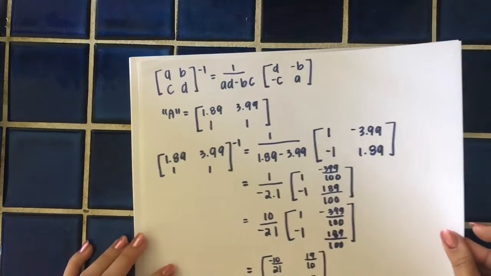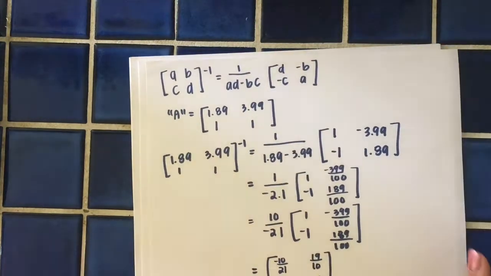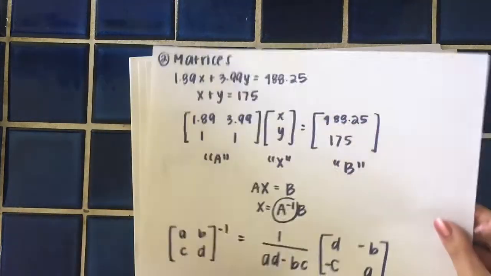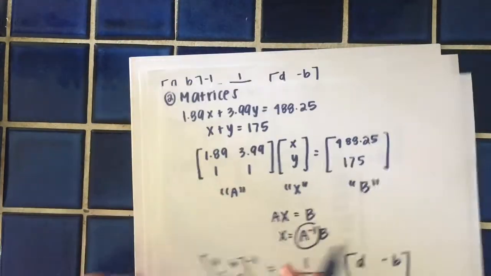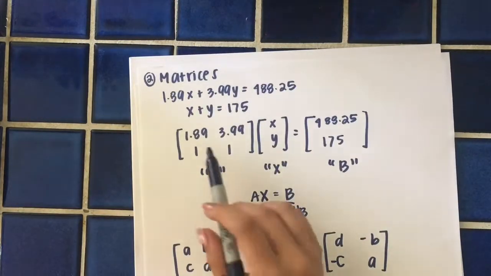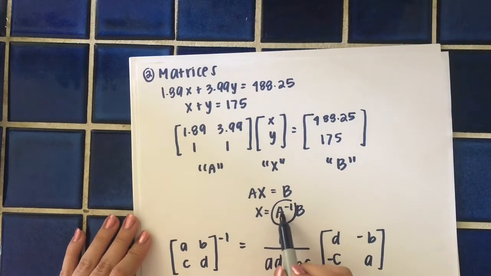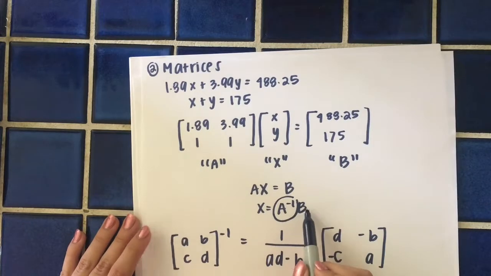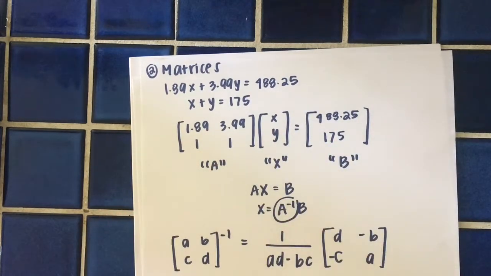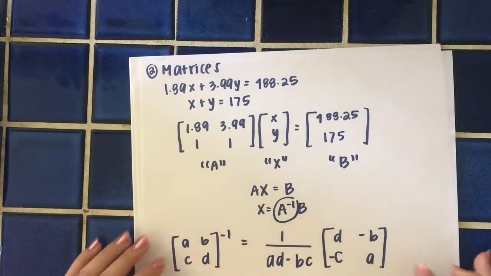So now let's go back to our matrix equation, which we have as 1.89. So we have this, and we now have A to the -1. Let's rewrite this whole thing, having our A to the -1.